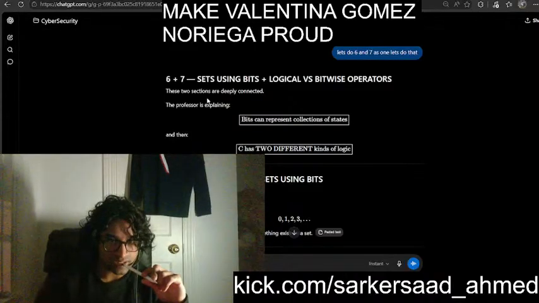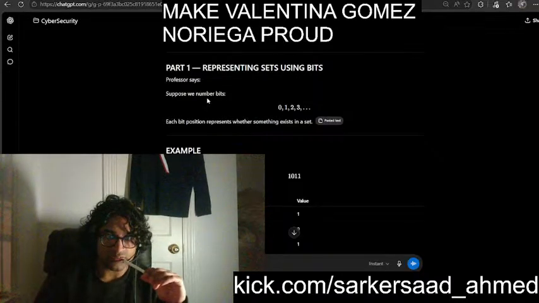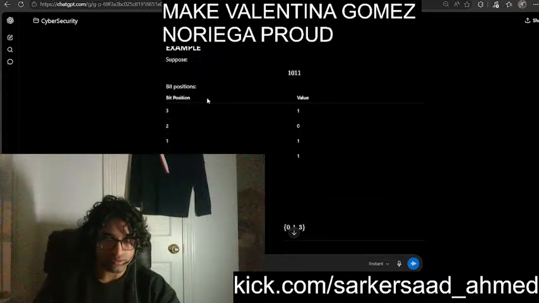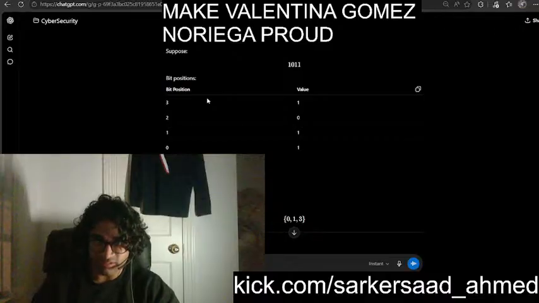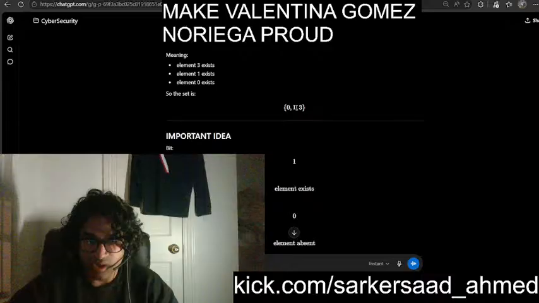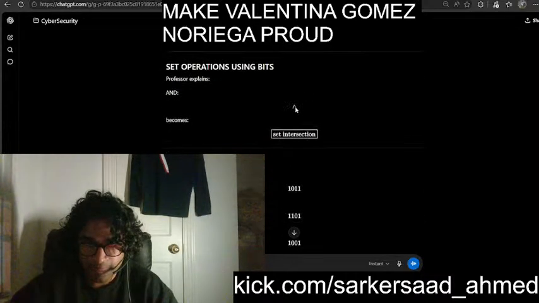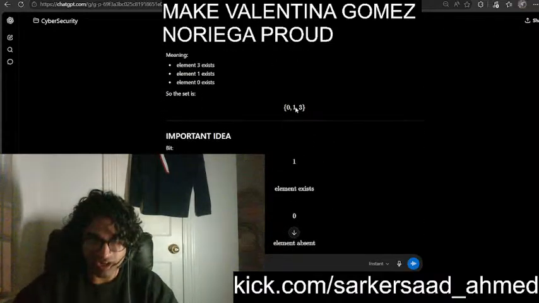Okay, I don't understand. Suppose the bits are numbered 0, 1, 2, 3, whatever, and each bit position represents whether something exists in a set. For example, suppose you have 1011: bit position 3 is 1, bit position 2 is 0, bit position 1 is 1, bit position 0 is 1. Then element 3 exists, element 1 exists, element 0 exists. So you have 0, 1, and 3. 1 means exists, 0 means absent. Okay, it made it confusing again, but I'll try to understand what's going on.